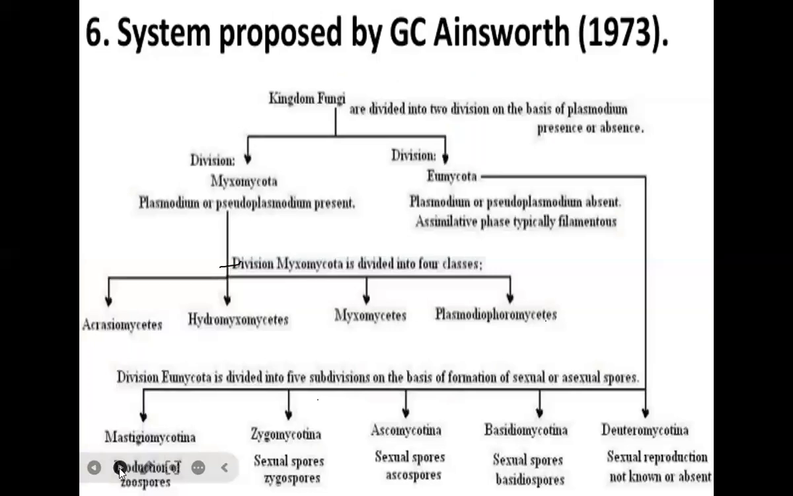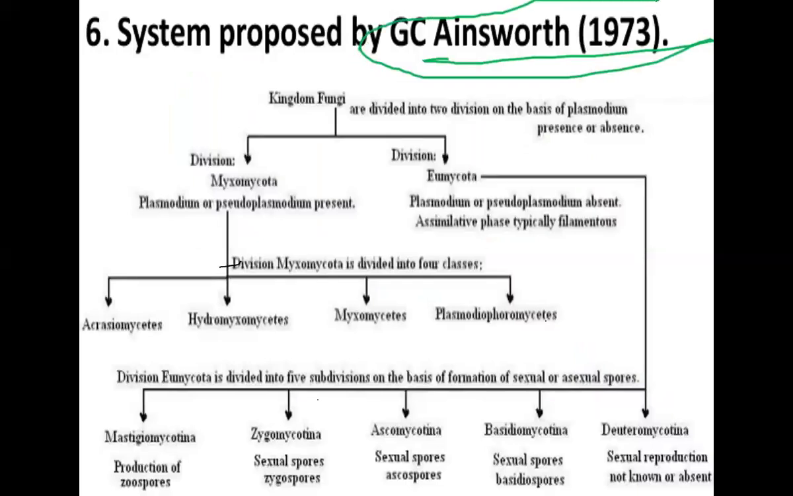Just what we are studying here, the Ainsworth classification. What is it? Ainsworth classification of fungi. Natural system of classification, Ainsworth system of classification. You see, the kingdom fungi is divided into two groups. What are those two groups?